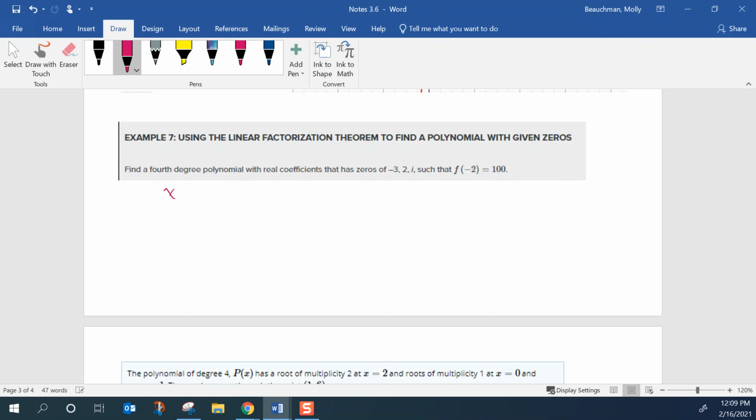So that means that x equals -3 is a solution, x equals 2, x equals i, and complex numbers occur in complex pairs. So if i is a solution, automatically -i is a solution. They occur as complex conjugates. So what I'm trying to get is a 4th degree polynomial, f of x, equals a times x.